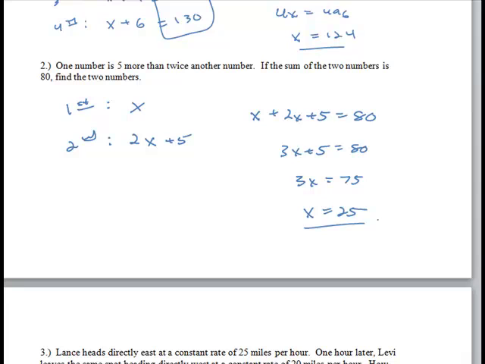Solve for x. X is equal to 25, which was just the first number. Plug that value into the formula for the second unknown number. 2 times 25 is 50, plus 5 works out to be 55. So we have two unknown numbers. Their sum does add up to 80, and one is 5 more than twice the other.